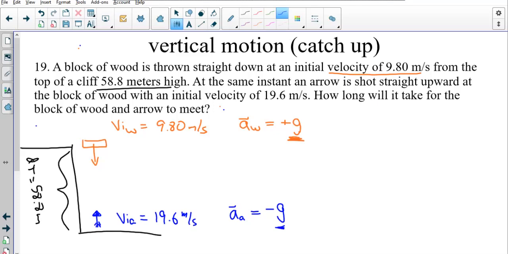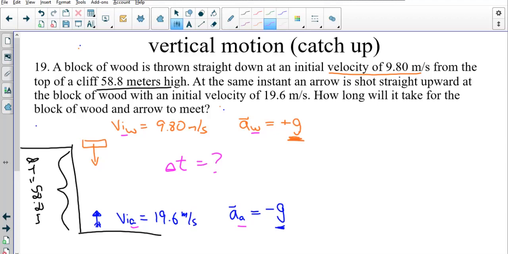So the next part of this question asks, how long will it take for the block of wood and the arrow to meet? So what it's actually asking for is, what is the time in which they meet? Of my givens, I have my initial speed of the wood, I have my acceleration of gravity of the wood, I have my initial speed of the arrow, and I have my acceleration of gravity of the arrow.